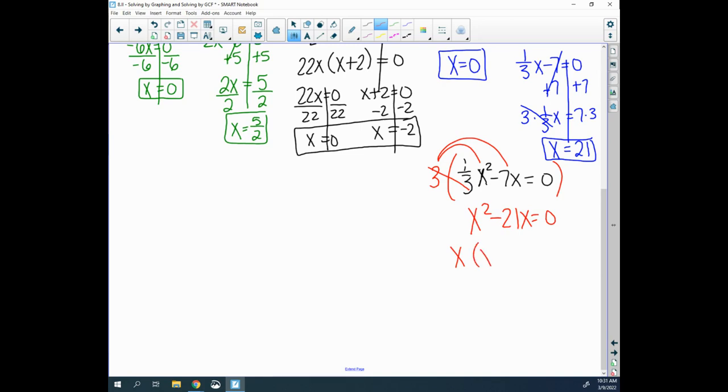I can pull my GCF out. And now I can set each one equal to 0. It doesn't so much save steps as it just keeps you from having to deal with that fraction the whole time. But notice either way, I get 21 and 0 as my answers. So either way is fine, but I wanted to at least show that to you because it is an option.